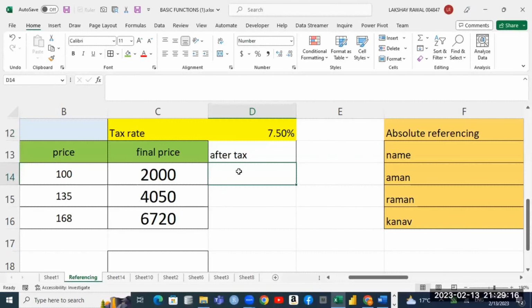So what could be the formula? If I want to calculate the price after tax, what will you do? Final price times tax rate. Final price, okay. You are adding, you are not giving a discount. Some tax is added to the final price. So what you are saying, ma'am, C4 multiplied by 7.5?